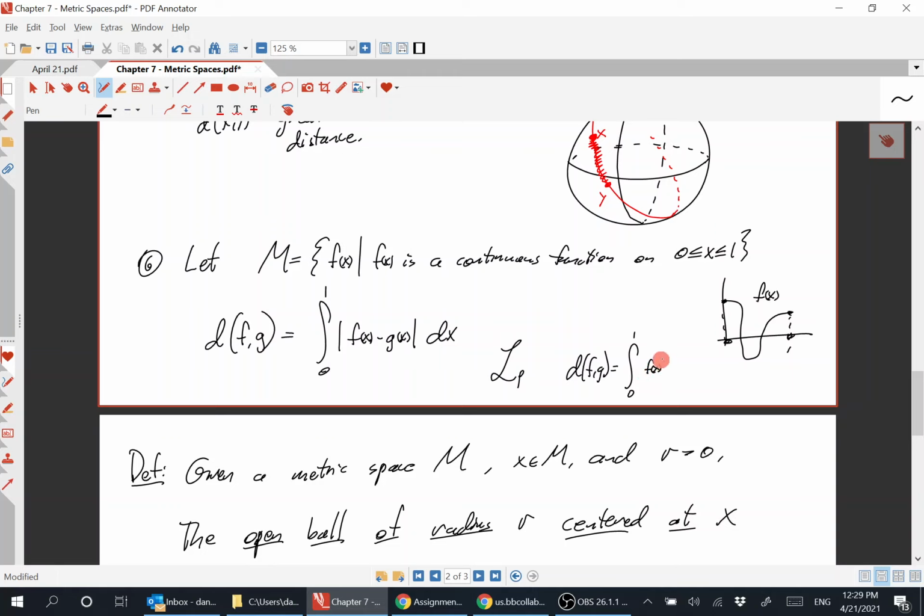Fx to the p minus 8. Oh, you know, I'm forgetting. I think it's fx minus gx to the p dx, and I take the pth root at the end. Yeah, the pth root, not square root, something like that. Anyway, these are very interesting metric spaces, and that's like a whole area of mathematics on its own.